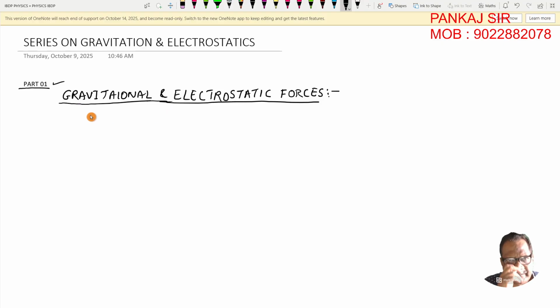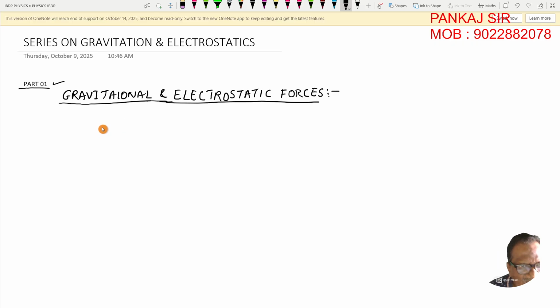As you know, gravitational and electrostatic are two different fields, and they have their own concepts. Gravitation has its own concepts, electrostatics has its own concepts, but all these concepts are very much matching. They are very close to each other, and that is why I thought I will go for a combined study of gravitational and electrostatic fields or forces. So to start with, we'll talk about gravitational and electrostatic forces.